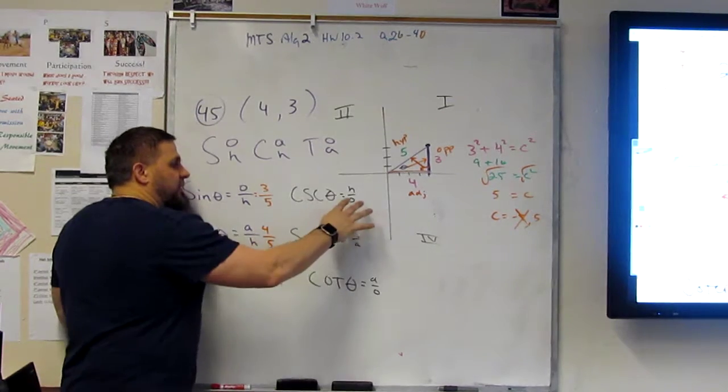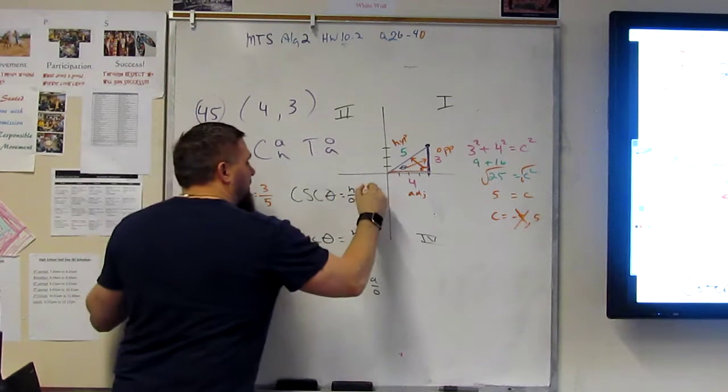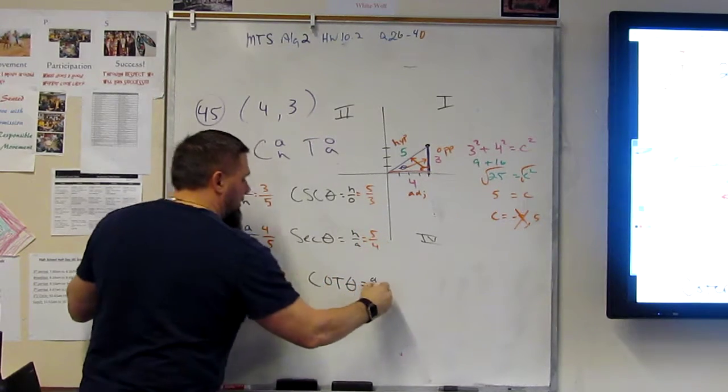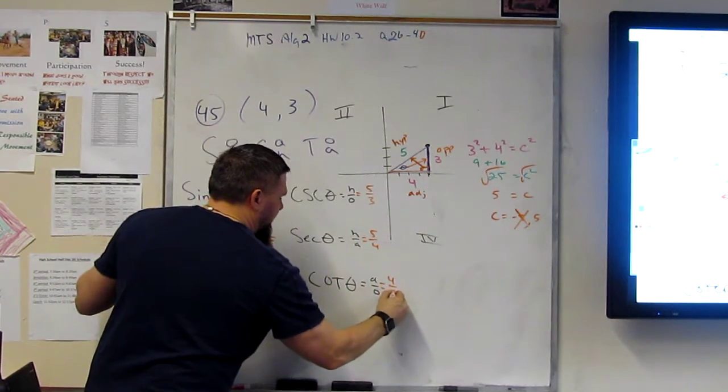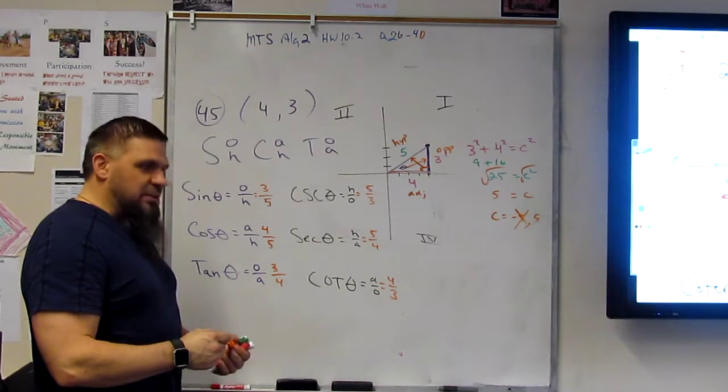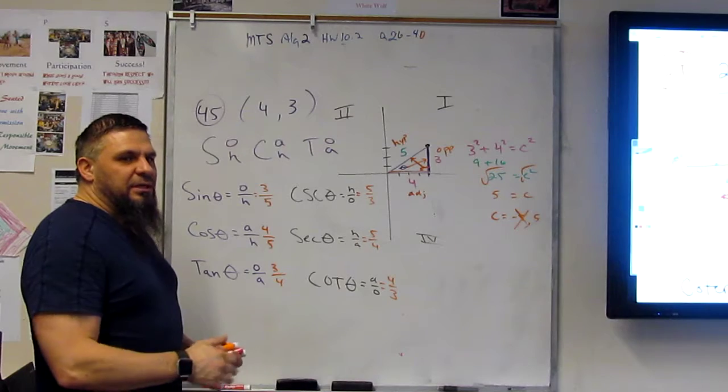And then all we do over here is flip them. 5 over 3. 5 over 4. 4 over 3. That's it. Those are your 6 trig functions. It's really, really, really easy.